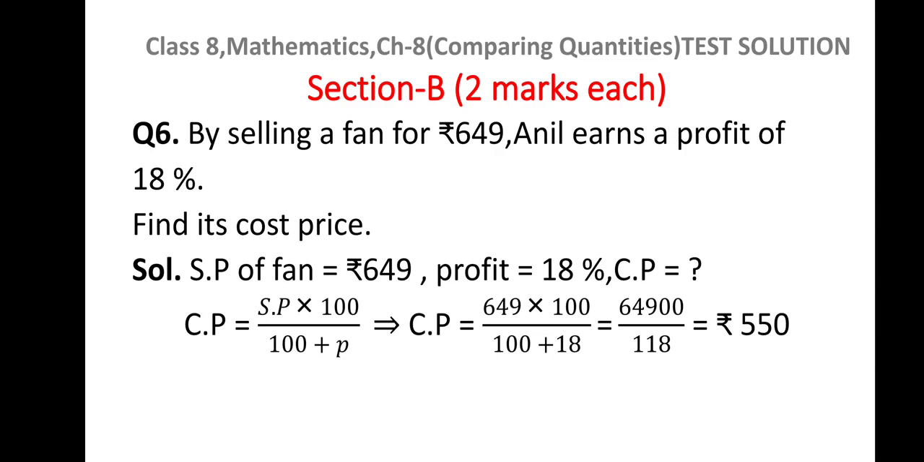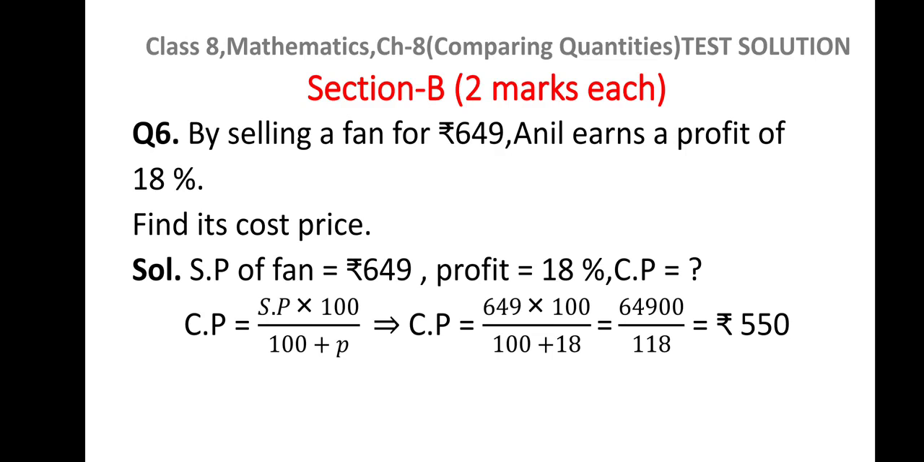The formula is CP is equal to SP into 100 over 100 plus profit percentage. So putting the values of SP and profit percentage, it will be CP is equal to 649 into 100 over 100 plus 18. So it will be 64,900 over 118. After solving, you will be getting CP as rupees 550.